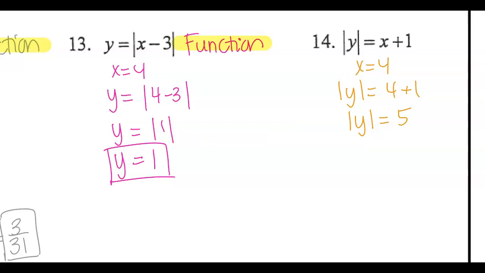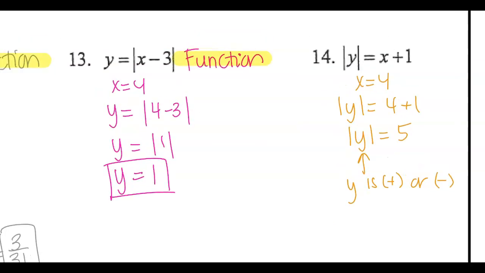Whenever you're taking the absolute value of a number, that means that y can either be a positive or it can be a negative. Because think about it. If I plug in negative 5 here, the absolute value of negative 5 is just 5. Same thing if I plug in positive 5. The absolute value of positive 5 is just 5. So for this question, unfortunately, this is not a function. So I'm going to have to write it down here. This is not a function.